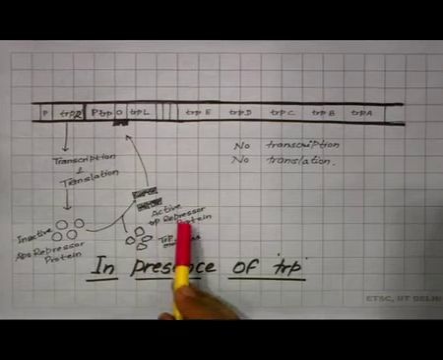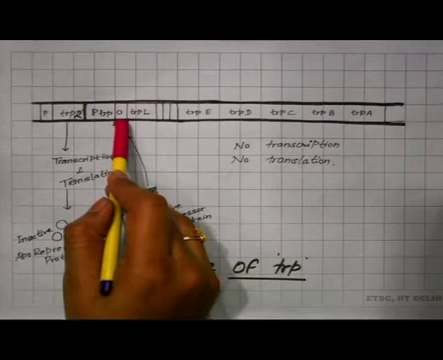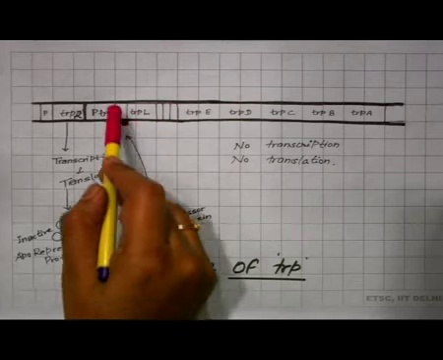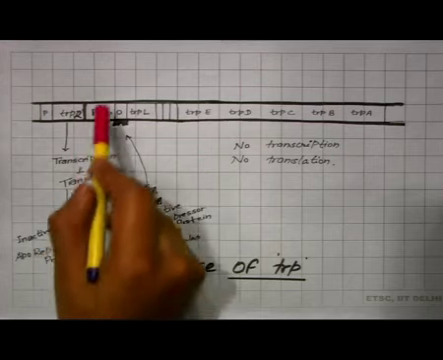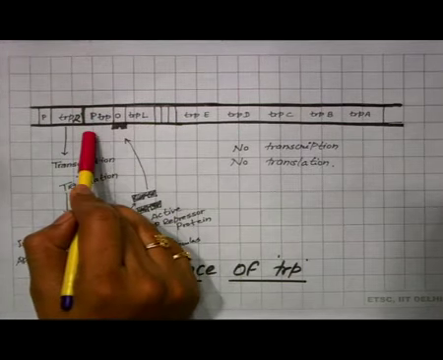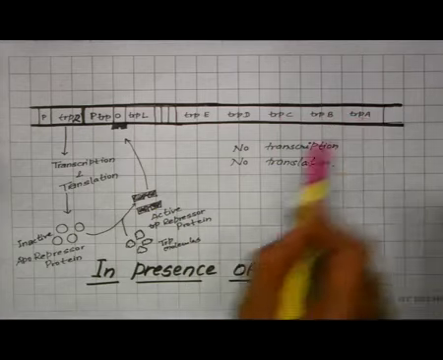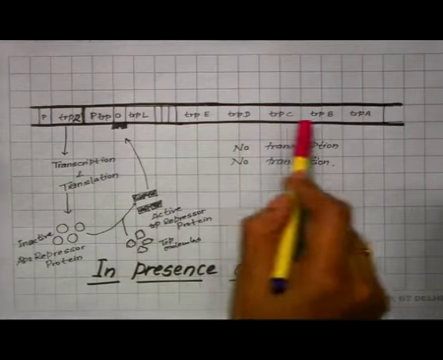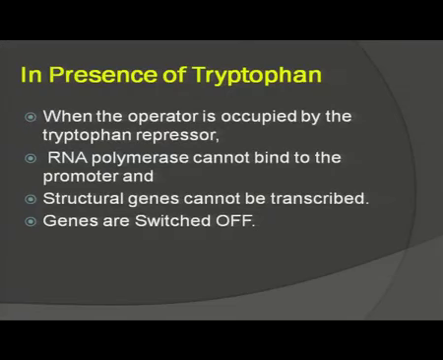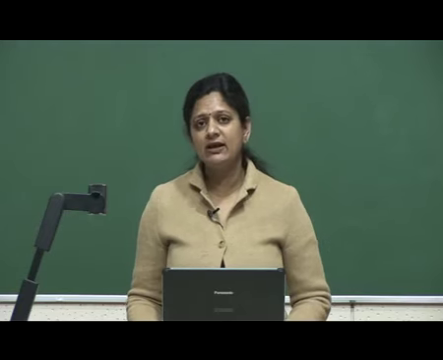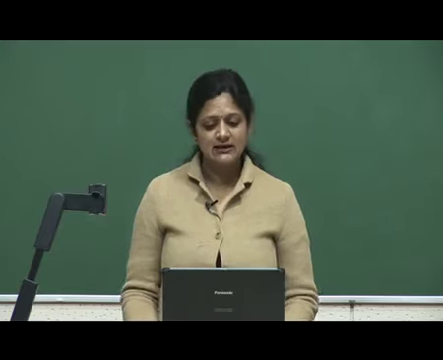This active TRP repressor protein will bind over the operator and block the binding of RNA polymerase over the promoter. And if RNA polymerase cannot bind over the promoter, there will be no transcription and translation of these structural genes, and no enzymes will be synthesized for the synthesis of tryptophan. So, this is how the genes work according to the requirement inside the cell.